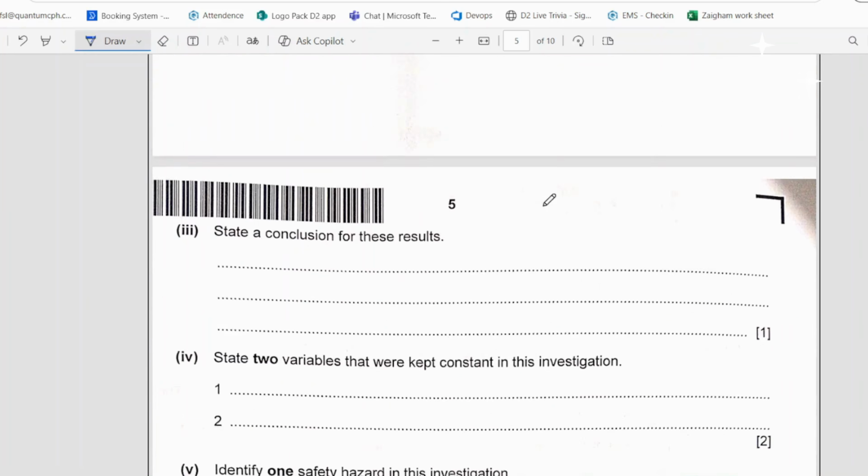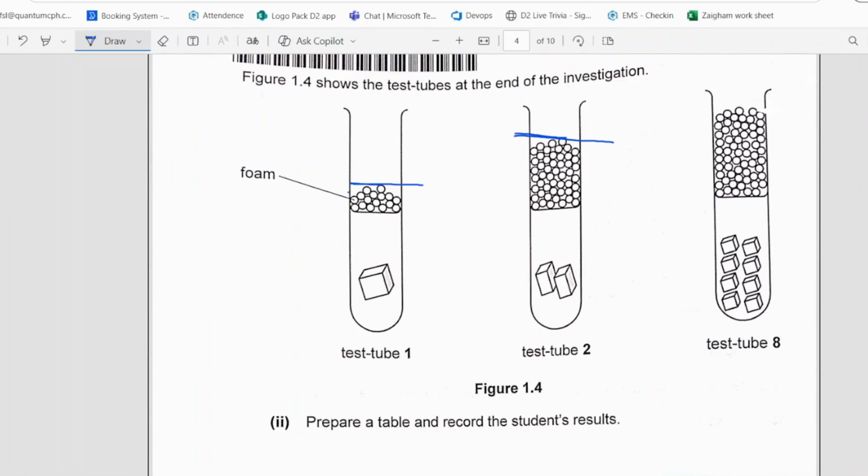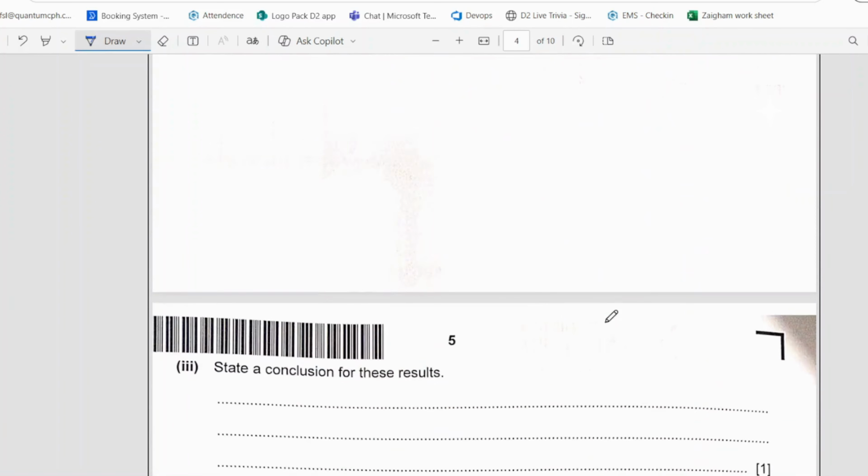State a conclusion from these results. The results are over here. What is your conclusion? Greater the surface area, higher would be the height of foam and more activity of catalase.